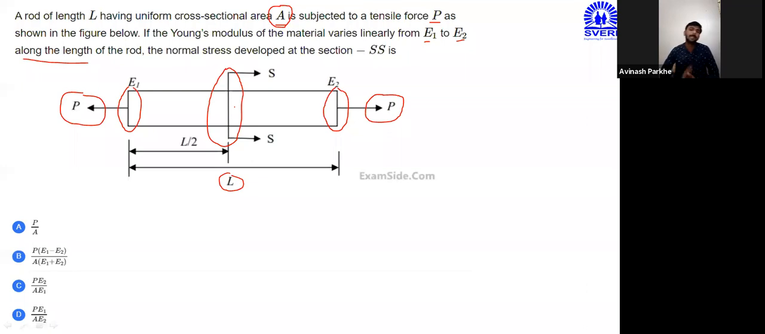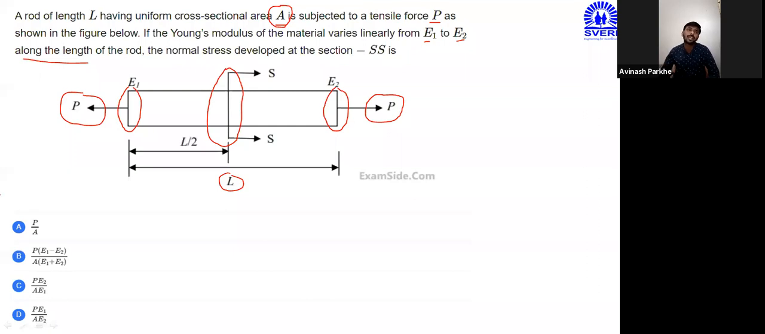So normal stress, simple definition we are having. Normal stress means stress is equal to force upon area and the normal stress is always perpendicular to the cross-sectional area. Please keep in mind, normal stress is also called a direct stress. That stress is always perpendicular to the cross-sectional area. Now, what is the stress developed at the central section?